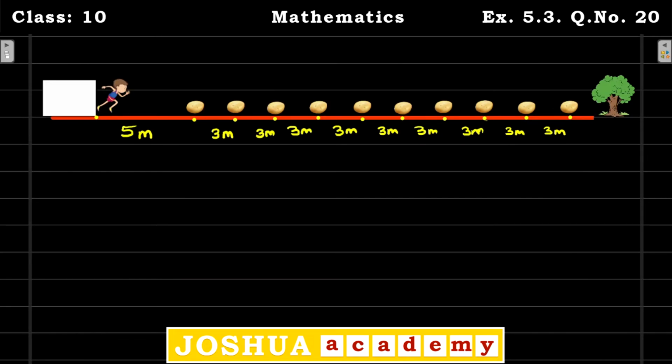Now visualize this problem in a simple way. Here, this point is the starting point. I call this A. Now the first potato is at a distance of 5 meters. The competitor should run 5 meters in this direction to collect the potato. So the moment he comes here, he has already traveled a distance of 5 meters.